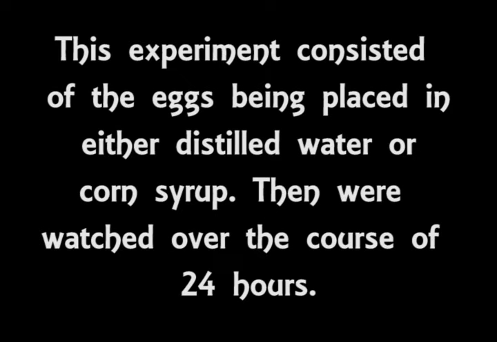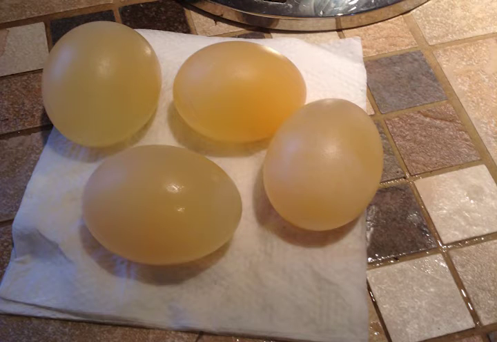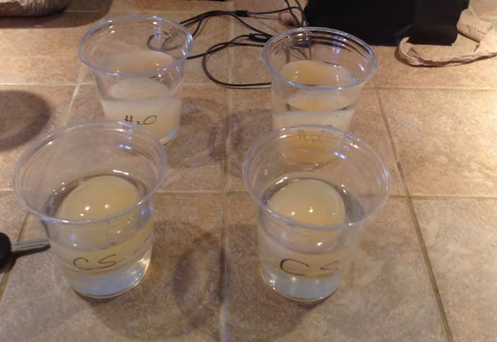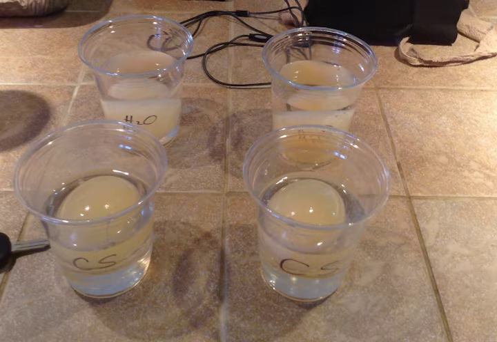For this experiment, we put 4 eggs into vinegar to strip the shell and reveal the inner membrane. After the shell was dissolved, we weighed the eggs and found their starting weights to be 95.21 grams, 103.52 grams, 94.82 grams, and 98.43 grams. Next, we put the first 2 eggs into water and the second 2 eggs into corn syrup. The egg membrane soaked in these for 24 hours.